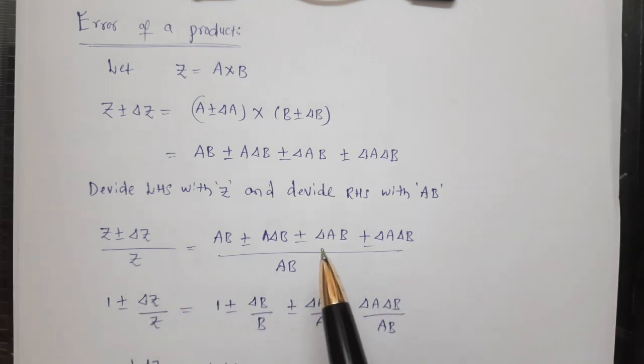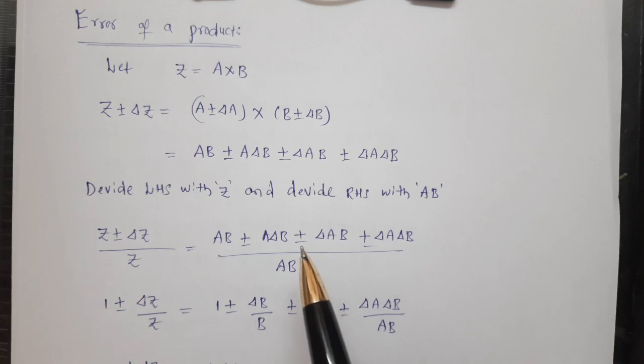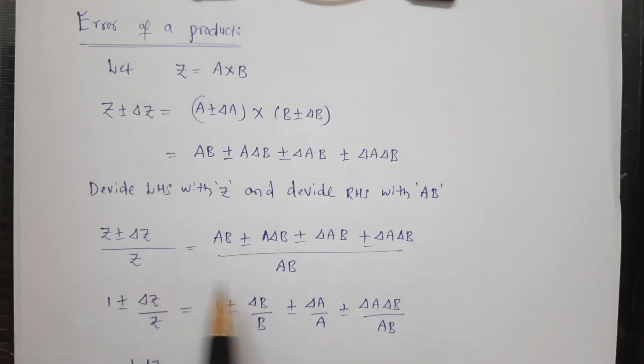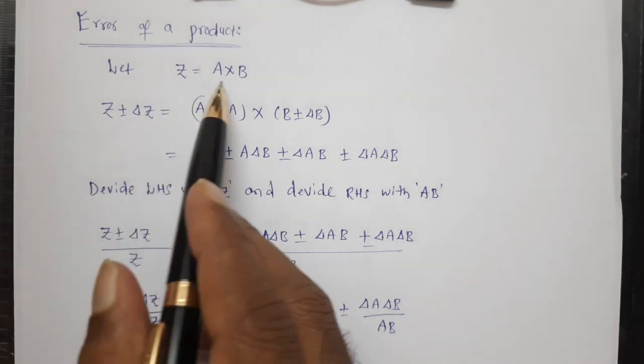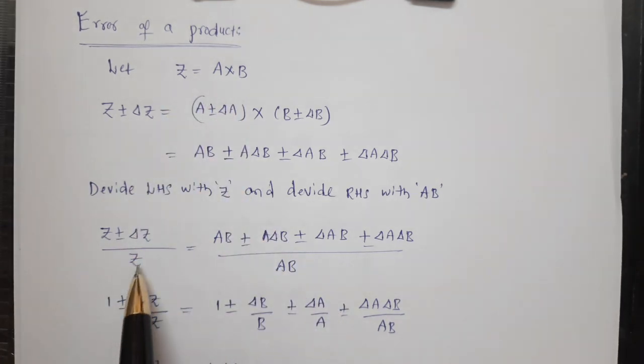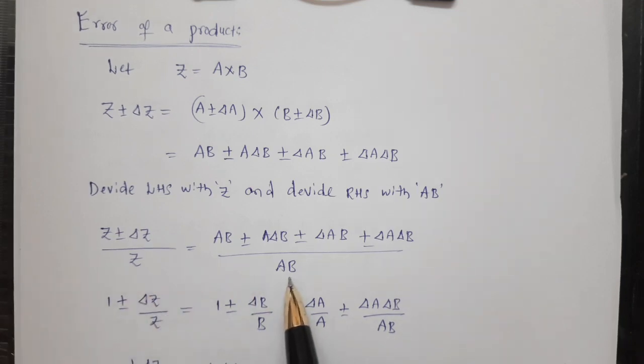So with the same quantity, LHS and RHS can be divided. Of course we are showing Z and AB as different quantities, but in fact Z equal to A into B, right? So when you divide with Z like this and AB like this, the value doesn't change. So it can be done.